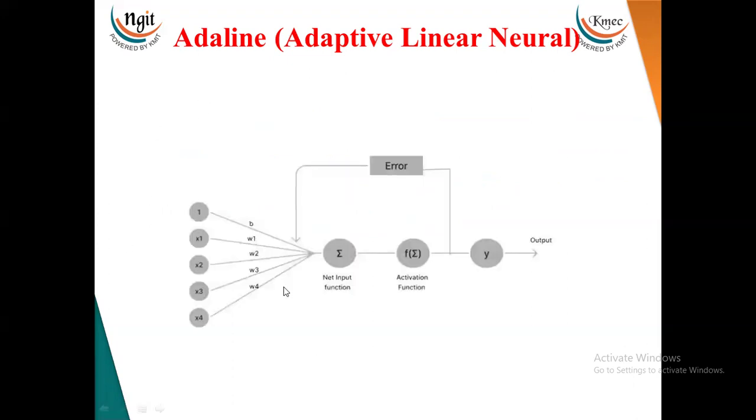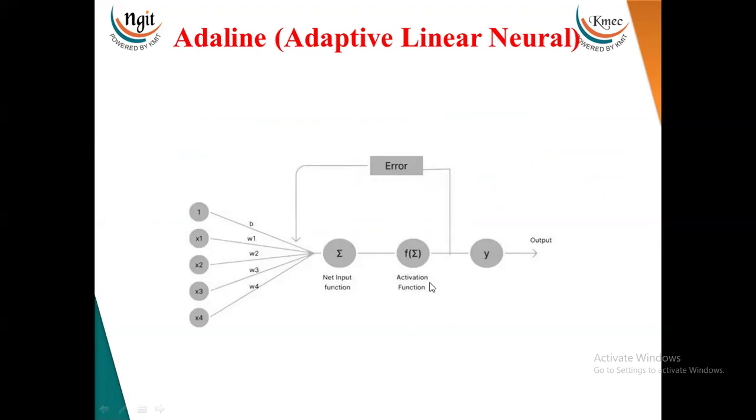So this is the diagram. Here we have x1, x2, and so on, this is the bias, and this is your net input function and activation. The error is passed back to this layer, and the error will be reduced by adjusting the weights. This weight adjustment is done with the help of the delta rule.